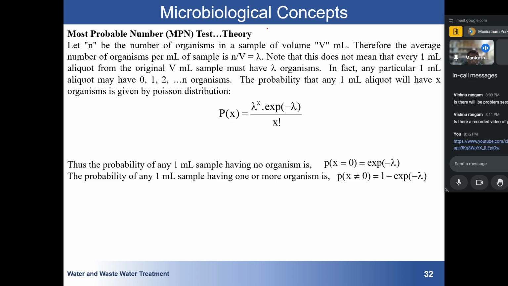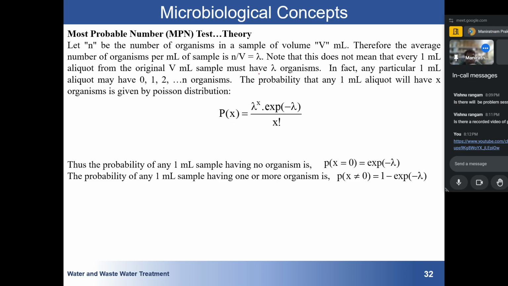So this is just a probability that there are high chances that in 1 ml a high number of pathogens might be there, but we are just defining a probable number. Note that this doesn't mean that every 1 ml aliquot from this original sample of volume v must contain lambda organisms.